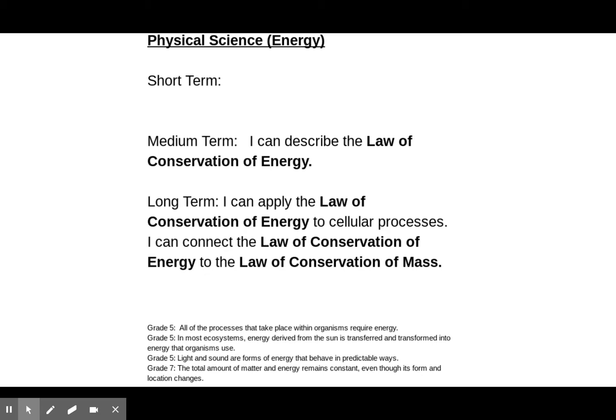Looking long term, our medium term goal for this quarter is to be able to describe the law of conservation of energy. Now, if you can think back to a couple of weeks ago, and if you can still describe the law of conservation of mass, I'm guessing you can pretty well guess what the law of conservation of energy is going to be. Then we're going to connect the two, and then both of these are going to come into play in the third and fourth quarter as well.